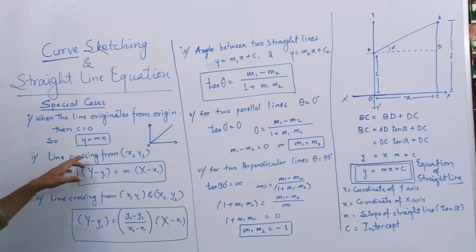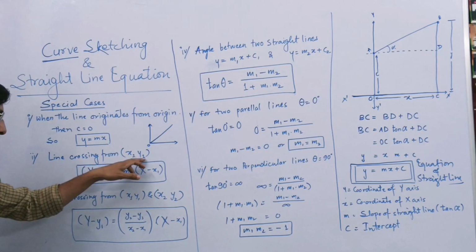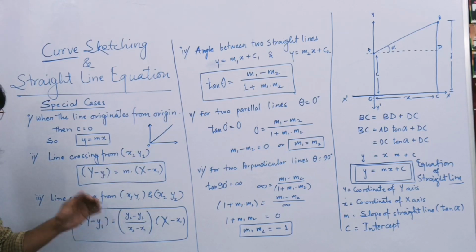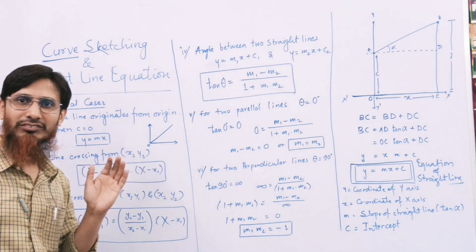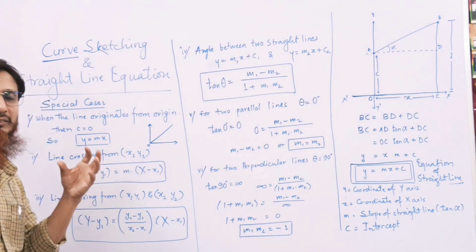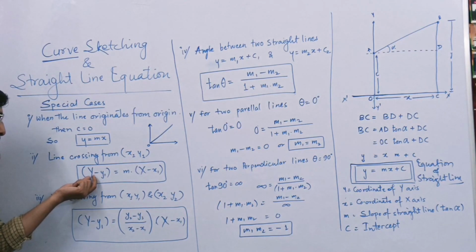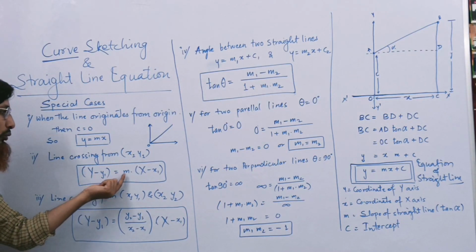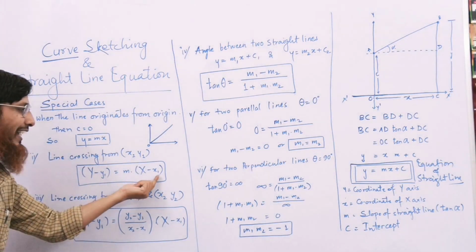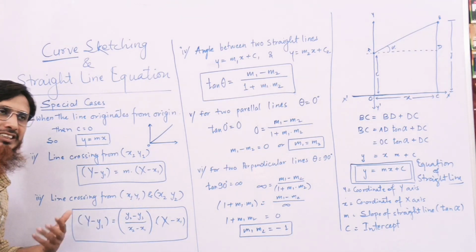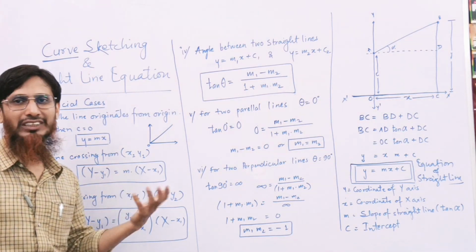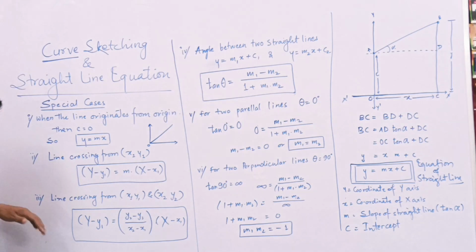Now, when a line is crossing through the point x1, y1, what would be the straight line equation? The straight line equation would be y minus y1 equals m into x minus x1. We would later see the consequences from the questions of this special case.